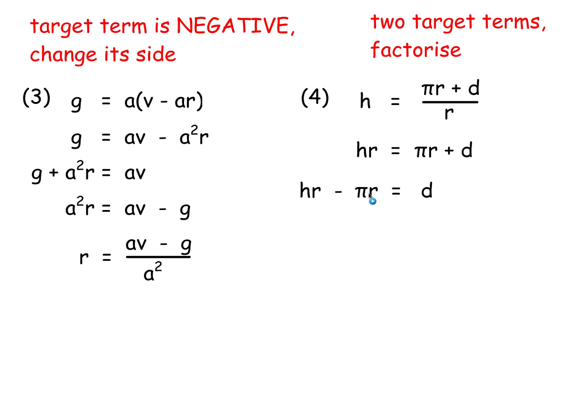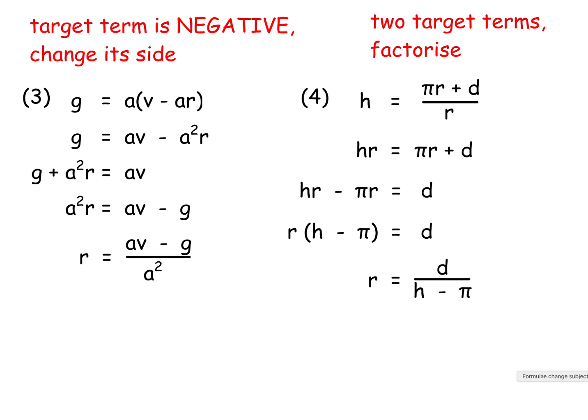R occurs twice, you can factorise. R's a common factor, r bracket h minus pi. We've now just got one single r. H minus pi in brackets, it's multiplying the r. So we divide both sides by h minus pi, and it becomes h minus pi in the bottom line. And that's it done. These are the two more difficult cases. So that's change of subject.